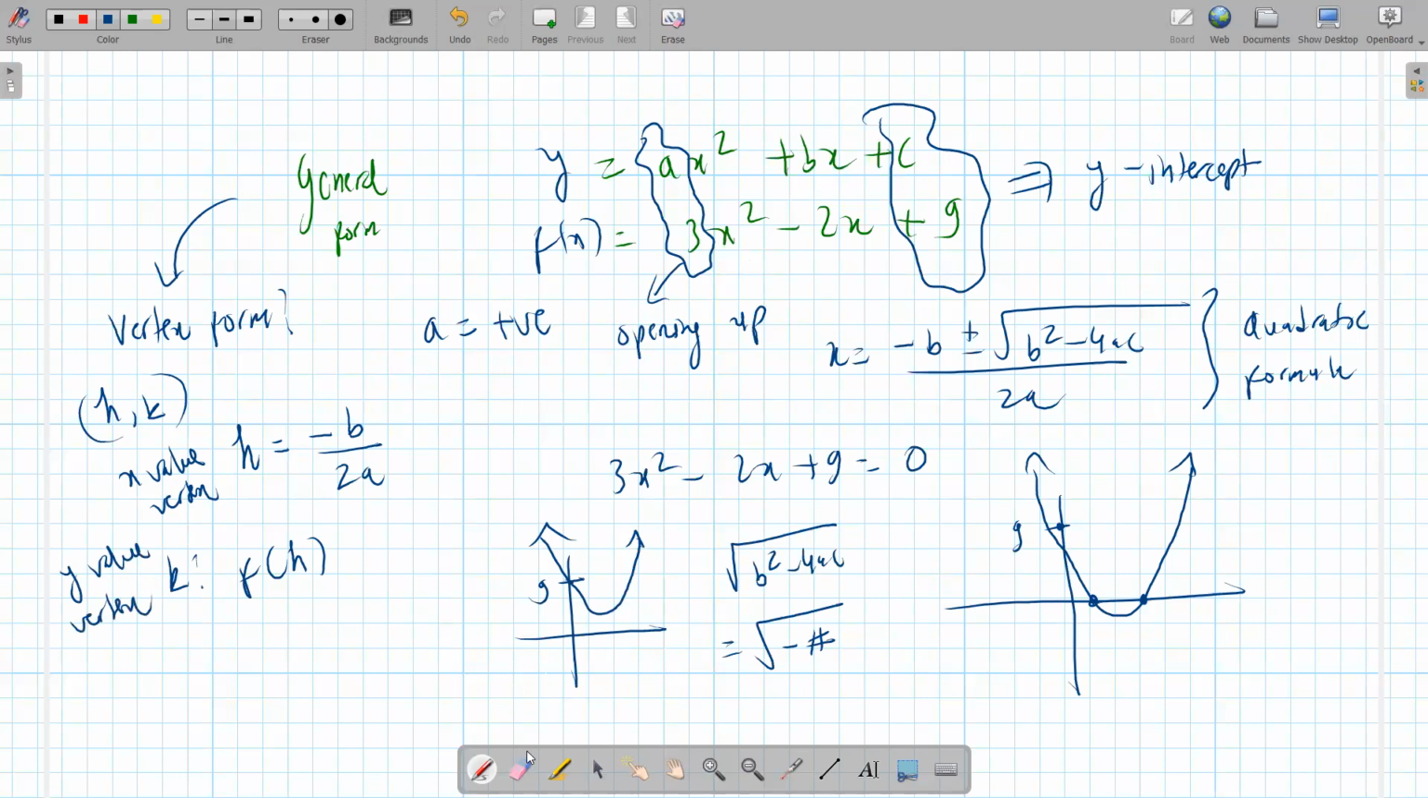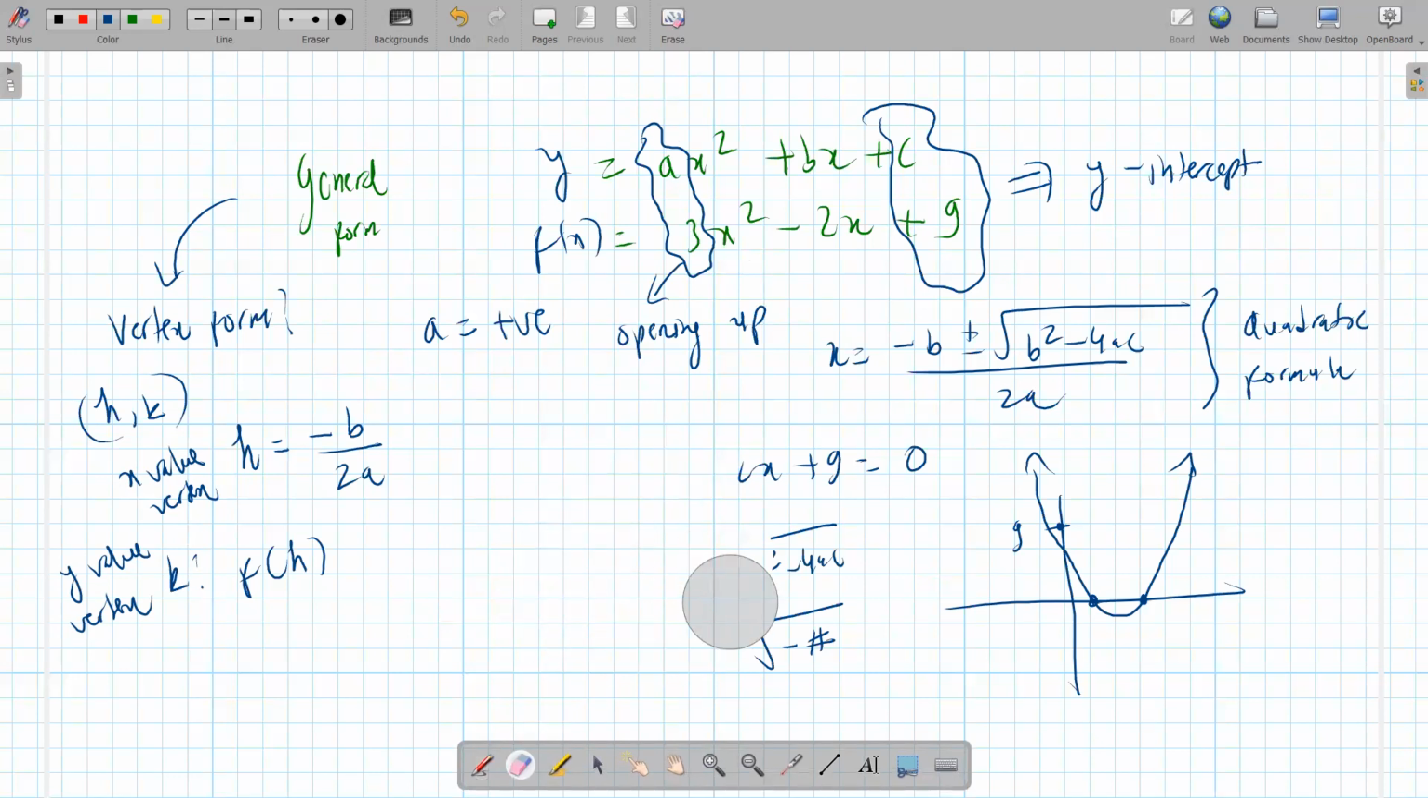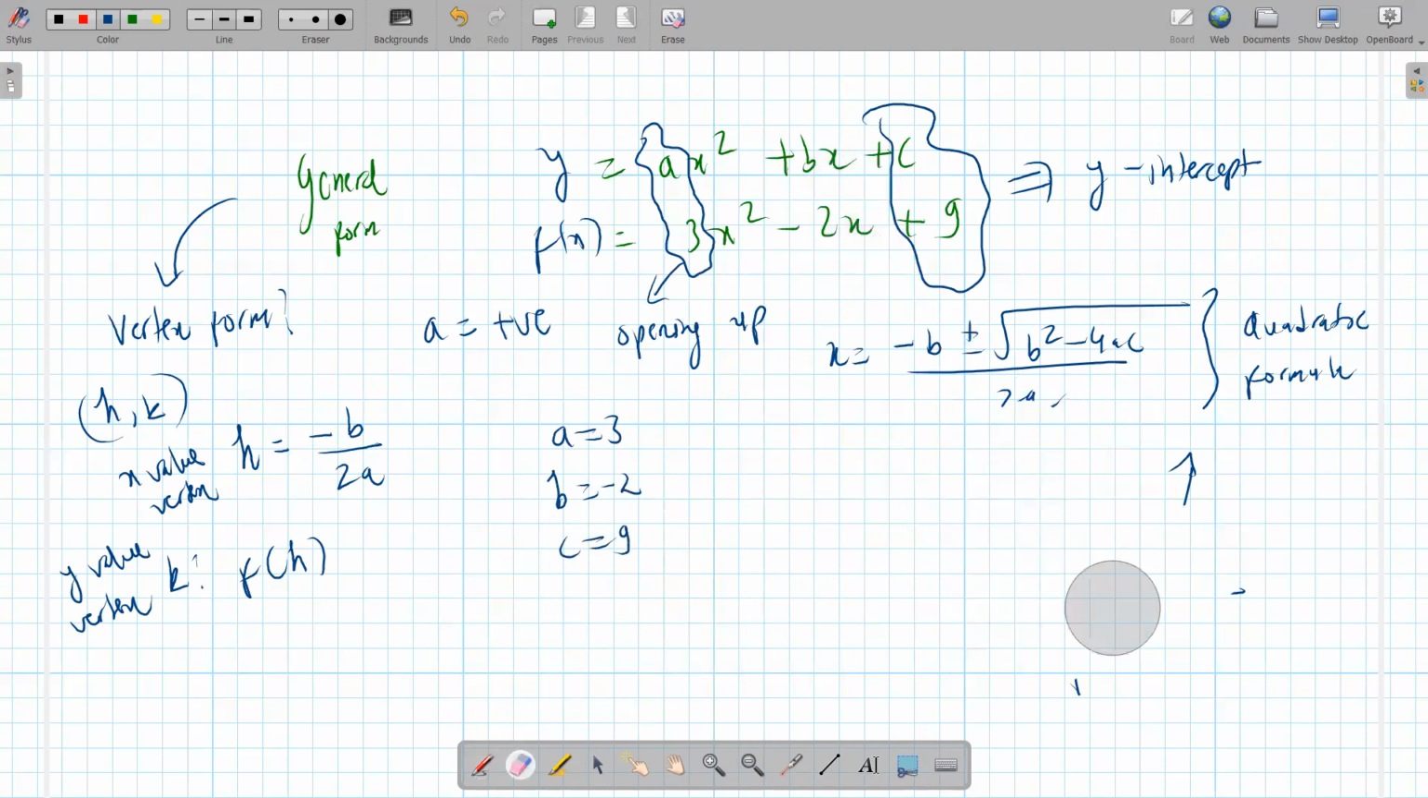So let's quickly do that here. What do you mean by k equals f of h? Yeah, I'll show you. So let's first find h. Here, a is 3, b is minus 2, c is 9. Now let's use the h. The x value of the vertex, also called the axis of symmetry because it cuts the graph in half, is minus b over 2a. So that's going to be minus minus 2 over 2 times 3, so that's 2 over 6. That's 1 over 3.